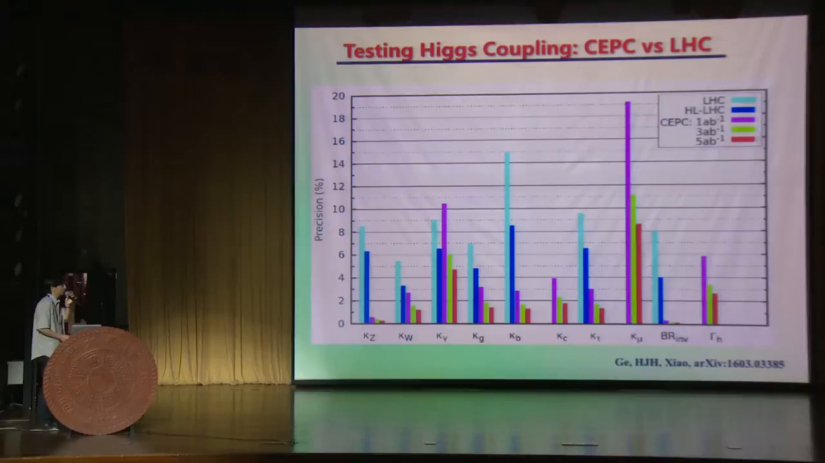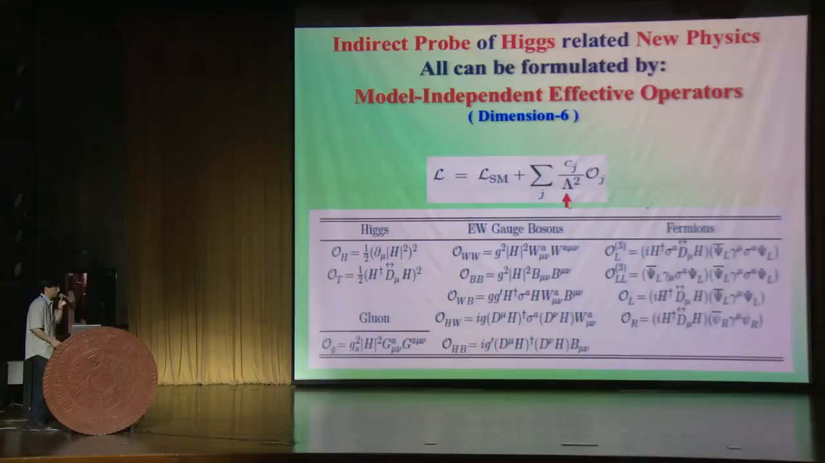The red one is our goal here, so you will see that for most of those couplings the precision is around a few percent, and some of them even around 1%. And we already have sensitivities to the b Yukawa coupling, the tau Yukawa coupling, and some probe of the muon, and so on.